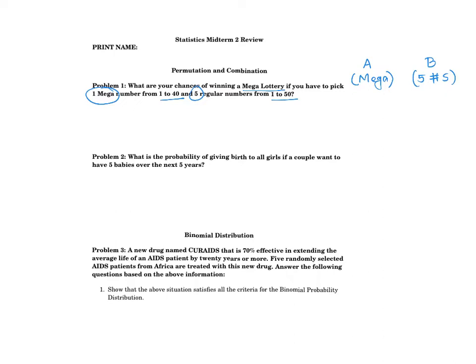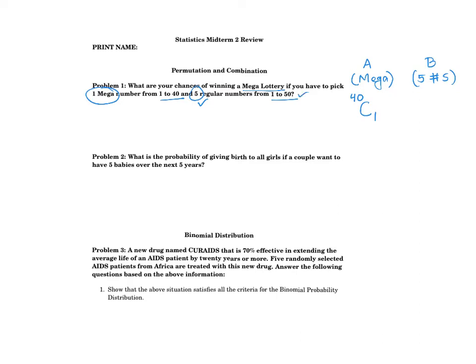Now you pick one mega number from 40 different numbers, 1, 2, 3, 4. How many different ways can it happen? Remember, you're just picking one, so technically order doesn't really matter. So it's 40 distinct items, from that you pick one, and order doesn't matter, so it's going to be a combination. In the second case, you have to pick 5 different numbers from a group of 50, 1, 2, 3, 4, all the way through 50.